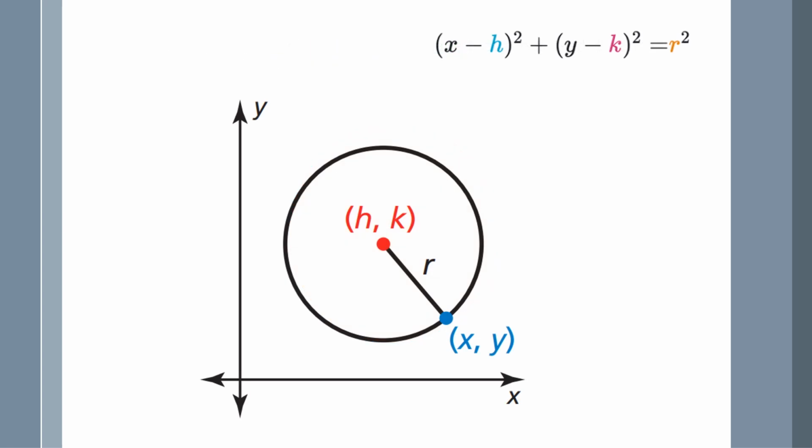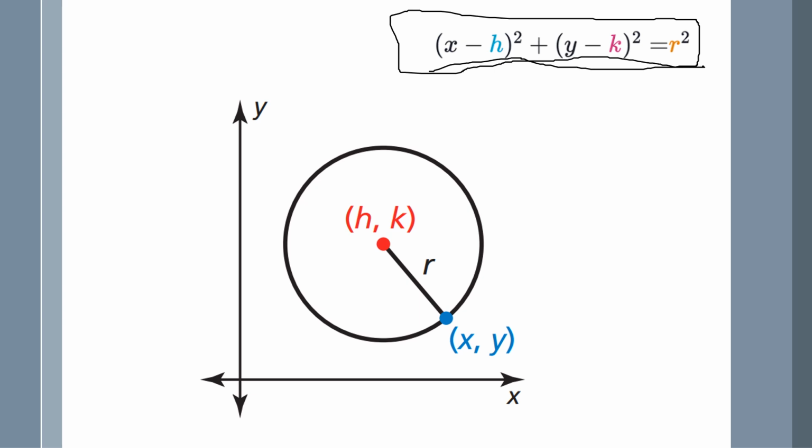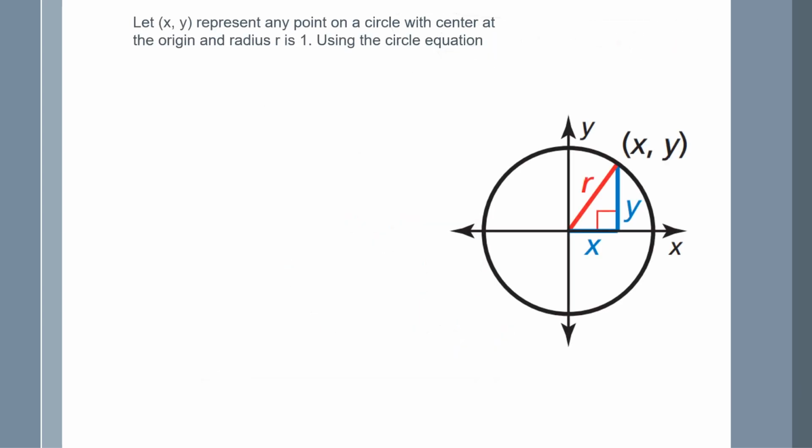All right, so what you see right here, this is the equation of a circle. There's the equation of the circle. H and K is the center, the R is your radius, X and Y is just your outer point. So we need to make sure that we have a good understanding of the equation of a circle, and we're going to see how it plays into the Pythagorean.